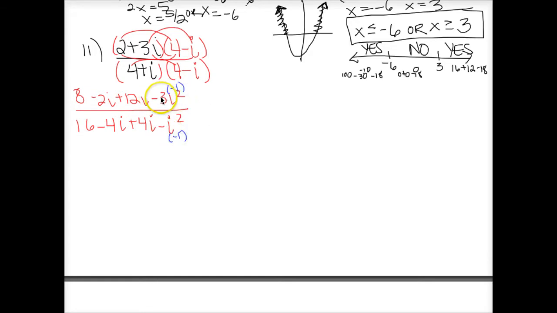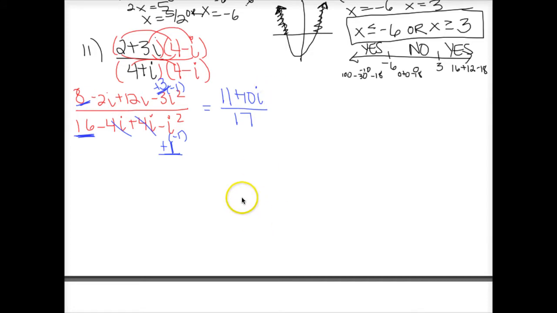So now, -3 times -1 makes this a +3 term. Minus -1 makes this a +1 term. So I have +1 to combine with a positive 16. So that gives me 17. Here, these drop out. They cancel each other. Up here, 3 and 8 is 11. -2i plus 12i is 10i.